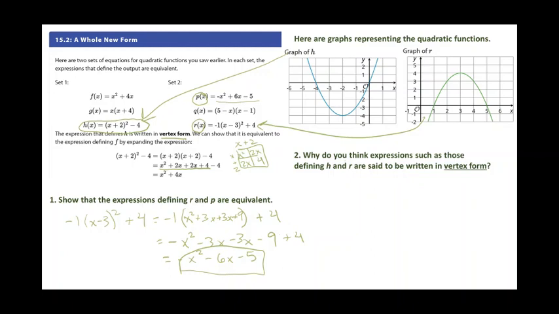And we're going to answer now, why do you think the expressions such as those defining h and r are said to be written in vertex form? You may notice that if we look for the vertex for each of these graphs, for the graph of h, in factored form we recognize that the intercepts for the x-axis are at 0 and -4. For the vertex, though, we would go and find the coordinates of this point that's at the center of our quadratic. It's on the axis of symmetry, or the part that would cut the parabola in half.